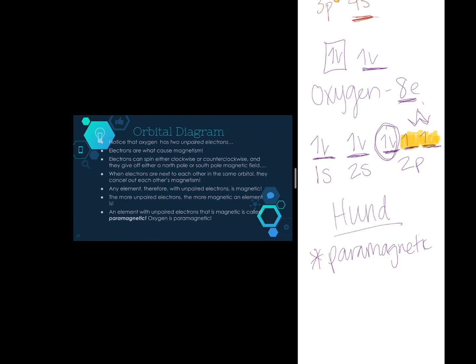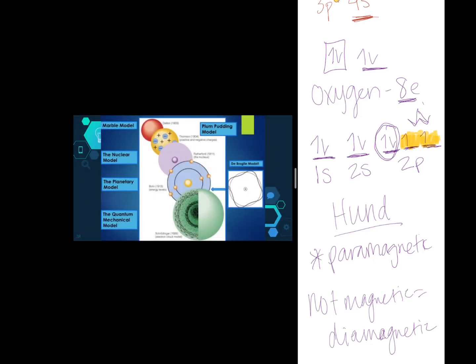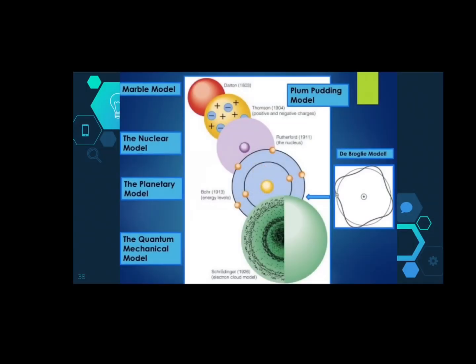Okay, obviously the more unpaired electrons you have, the more magnetic it's going to be. If it's not magnetic, there's another term for it, and it's called diamagnetic. So make sure you know both of those terms. So if there are no unpaired electrons, it's called diamagnetic.